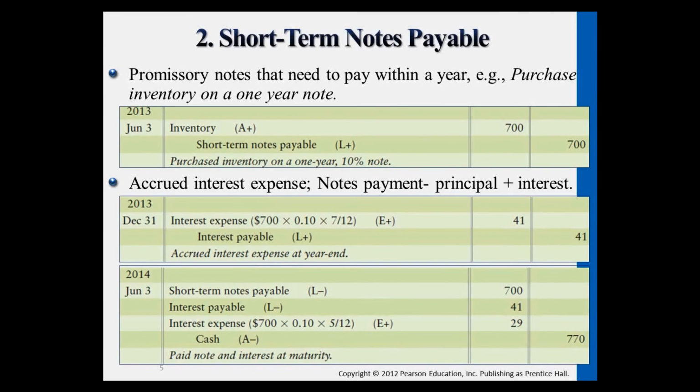So for every note, you need to know how to create the note in the beginning by purchasing an asset or borrowing money. This is the first entry you have to know. Second is how to accrue interest. Third is when it comes to payment. How do you pay off the money? What part is interest, and what part is principal amount?